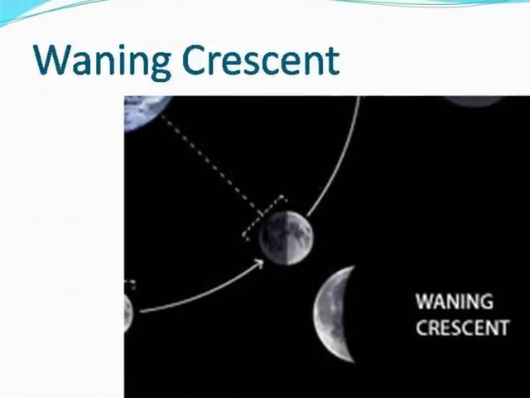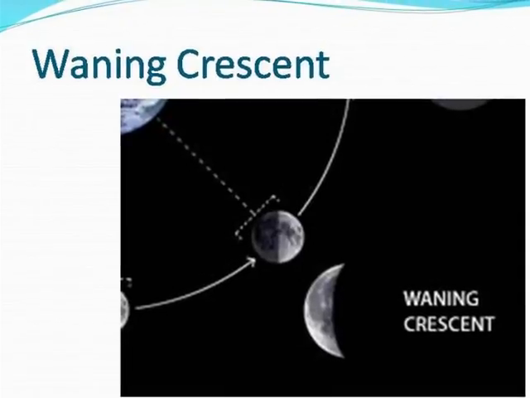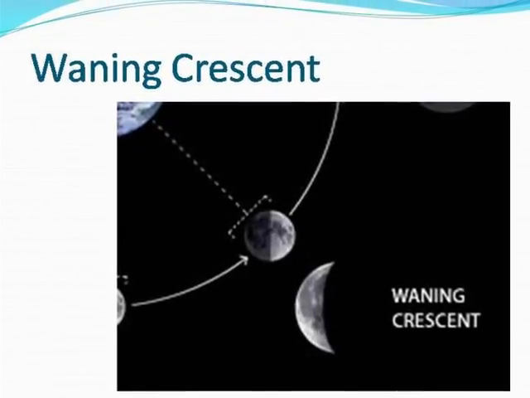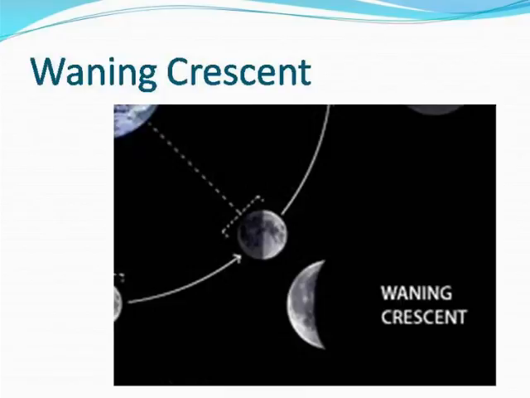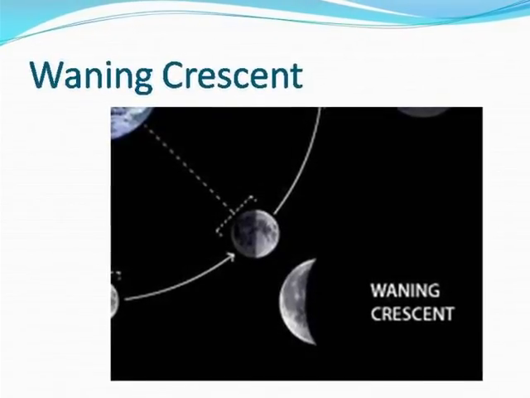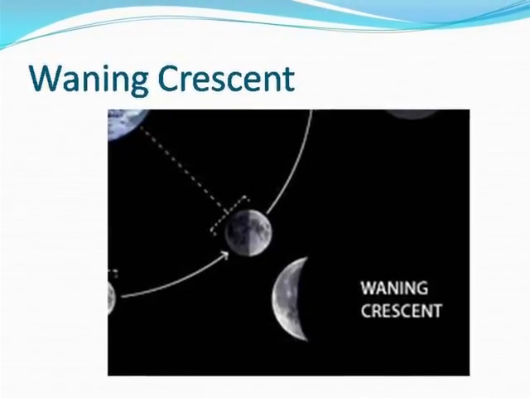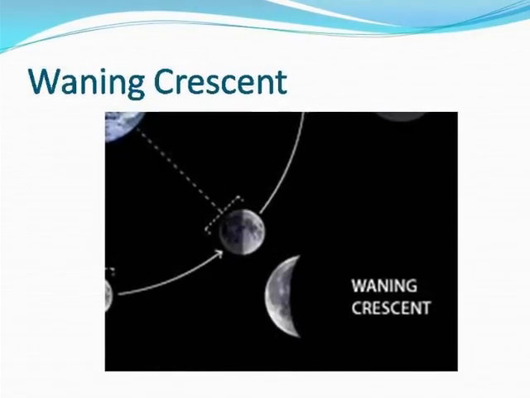Waning crescent. In this picture, just like in all the other pictures, the sunlight is coming from the right side, hitting the moon. In this phase of waning crescent, the light wanes until it turns into a new moon.